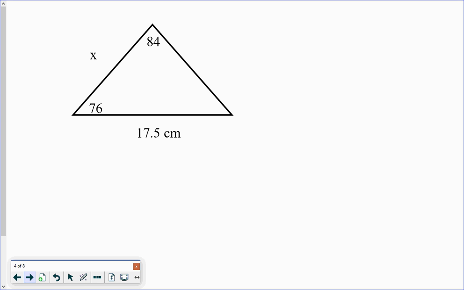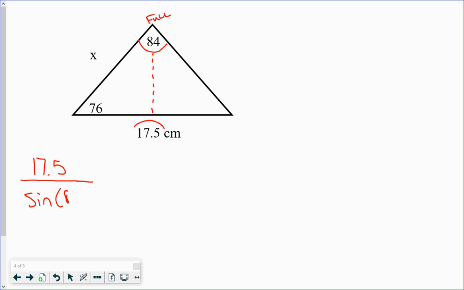Okay, so let's jump right in and do some examples. The first thing you're going to ask yourself is, do you have a full pair? Right here, you know the angle and you know the side, so this is a full pair. So we're going to use sine law. Sine law says put the side length on top with its matching angle underneath. So this is your full pair.